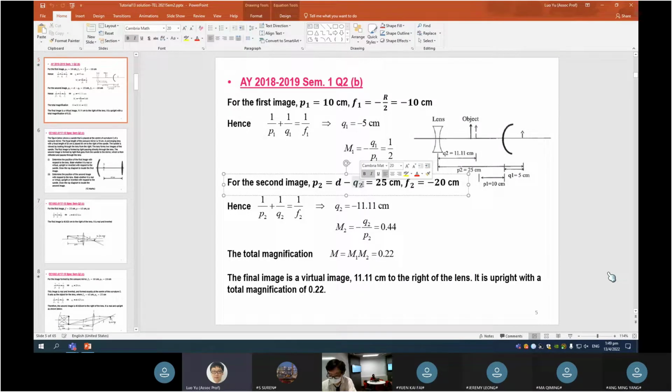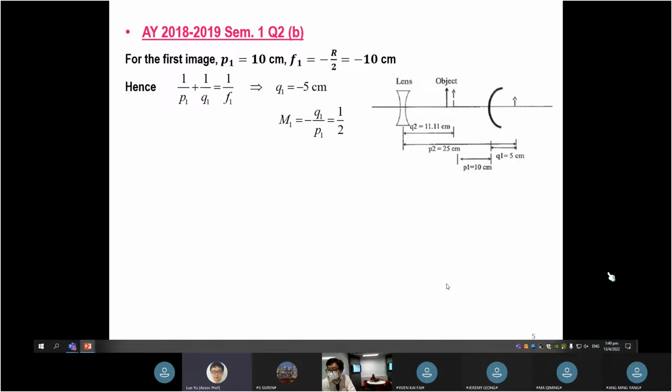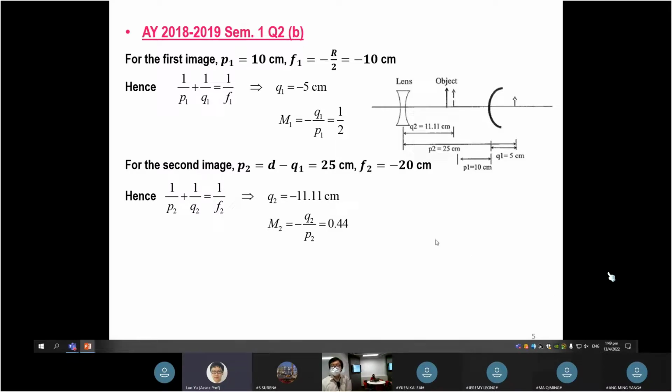Yes, this here should be Q1. So for the second image, in order to find its object distance, my P2 should equal D, the distance between the lens and the mirror, minus Q1. Which is now 20 minus 5. Then it becomes 25 centimeter. So my P2 equals 25 centimeter.